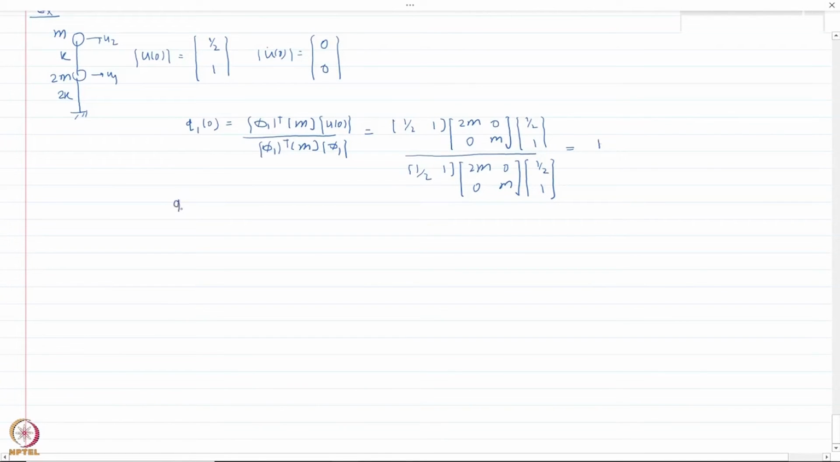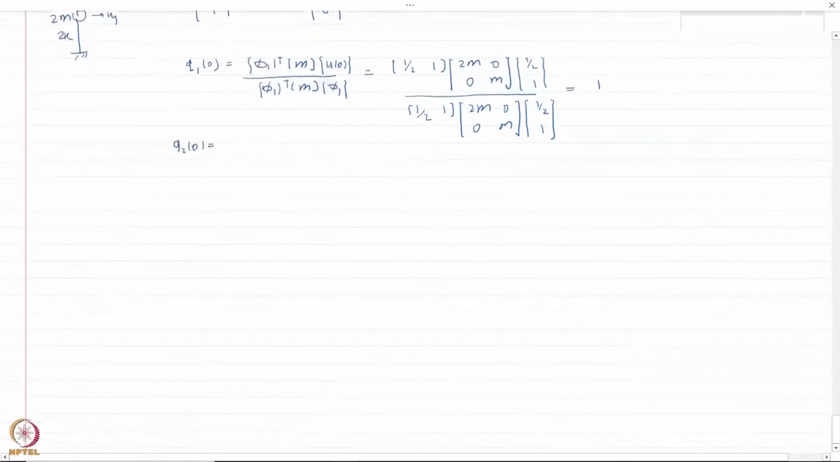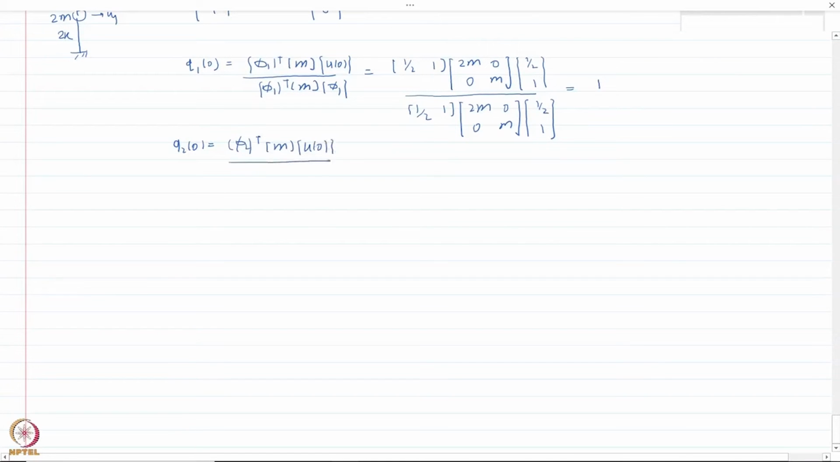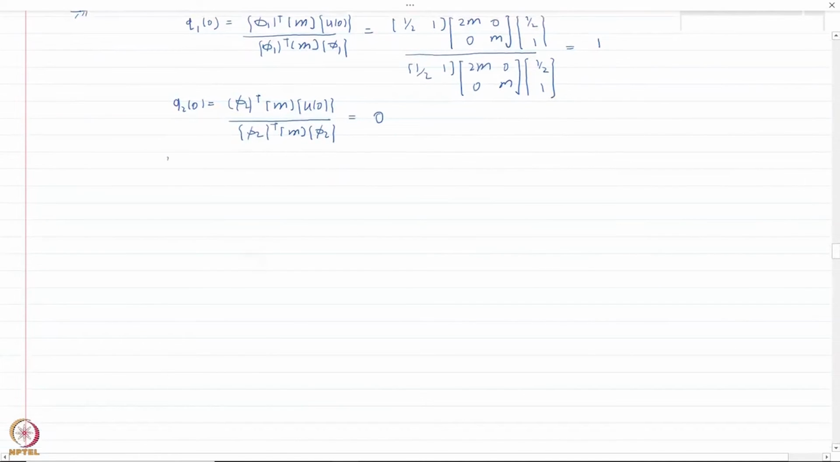As the numerator and denominator are the same, we get this as 1. Similarly, q2 0 we can get by doing the same thing, just replacing phi1 by phi2. After you substitute the parameters, you will see that this comes out to be 0. In addition, q1 dot 0 and q2 dot 0 would be equal to 0, because the initial velocity of the degrees of freedom is equal to 0.